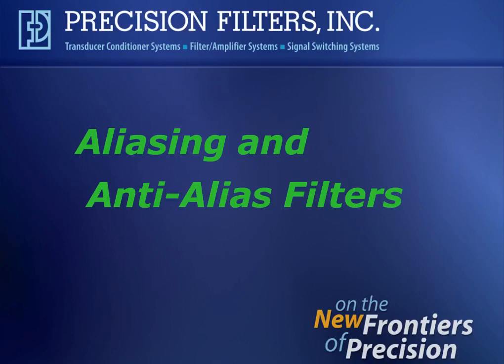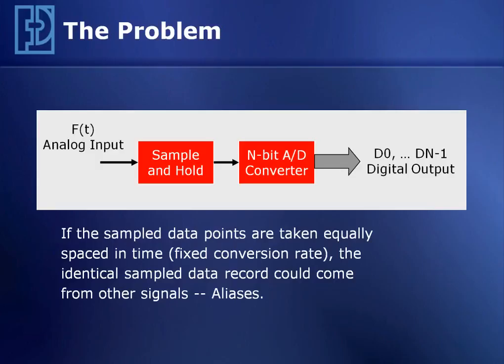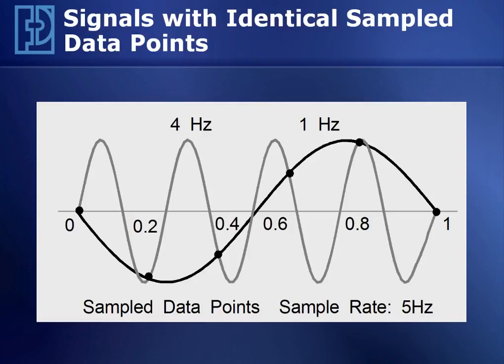Okay, we'll shift gears again and talk about aliasing and anti-alias filters. The aliasing problem is, if we digitize an analog input signal, we can have a sample data record that can be produced by signals other than the one we're trying to measure. Those signals we refer to as aliases. Here's an example of a 1 hertz waveform and a 4 hertz waveform sampled at a rate of 5 hertz. These two sinusoids have the same sample data record. We would say that the 4 hertz waveform is an alias of 1 hertz, assuming 1 hertz is what we're trying to measure.